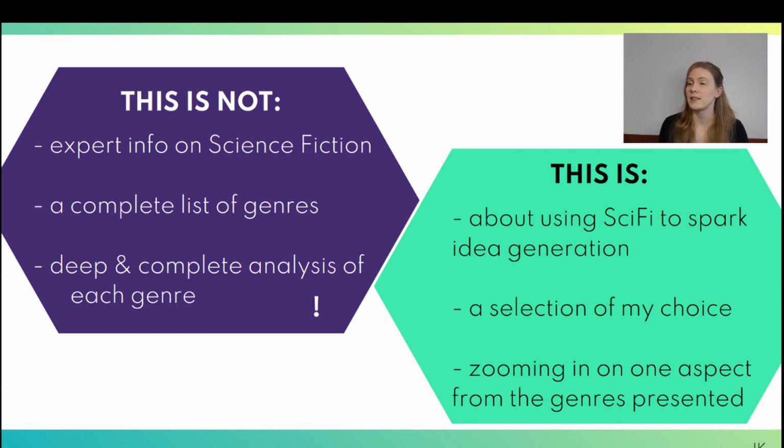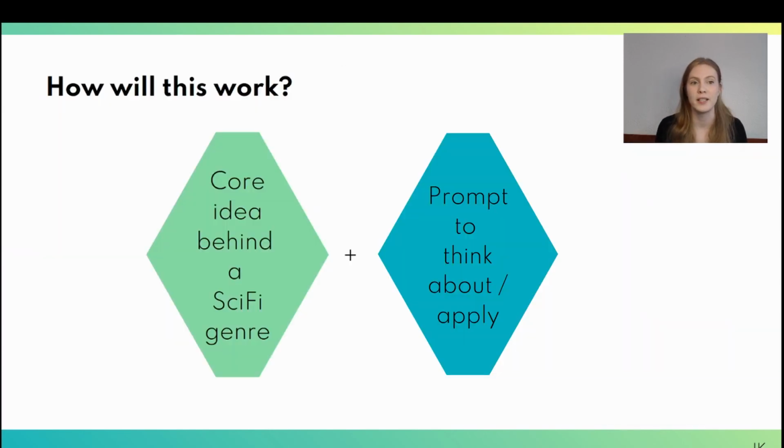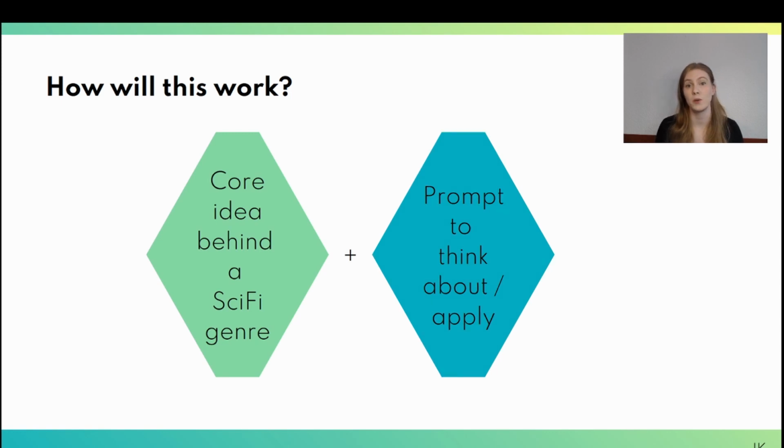This is basically arbitrary, but maybe you can trust on my choice to pick out something that might be of interest for you. So before we get started, how will this work? I will present you a selection of science fiction genres and one of the core ideas behind the genre. And then I will give you a prompt to think about. That way you will bring together the new input from the genres, the prompt, and whatever you're looking for to generate an idea about. So let's get started.